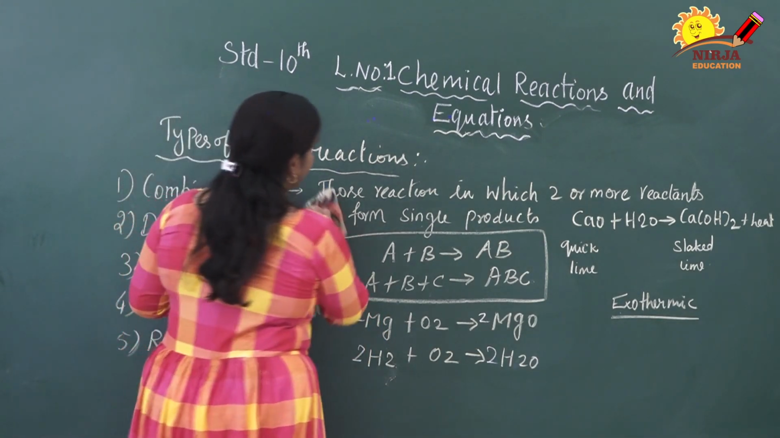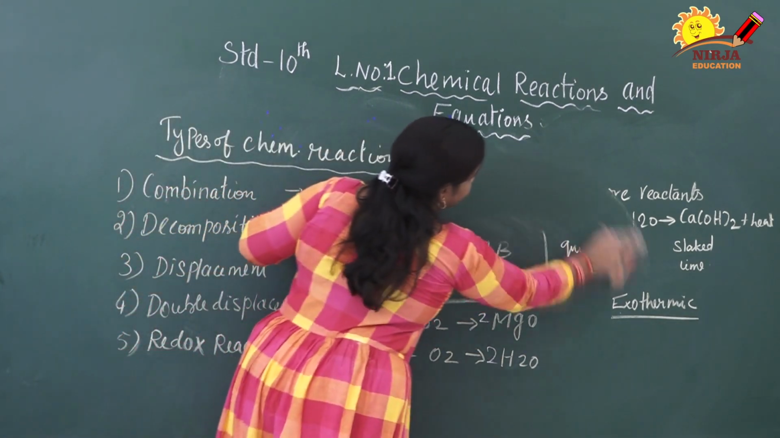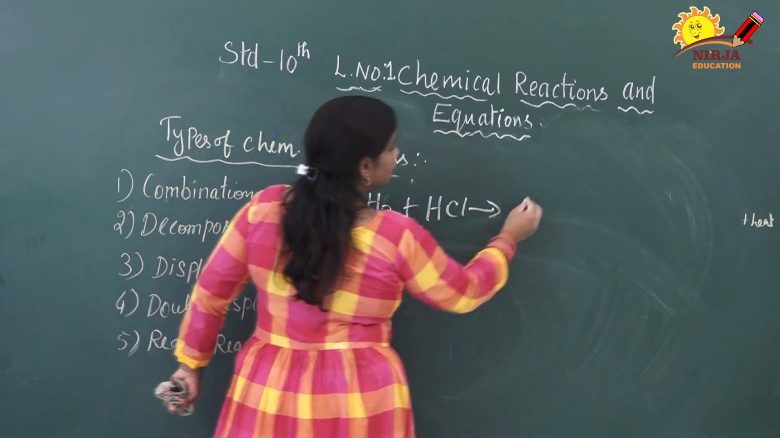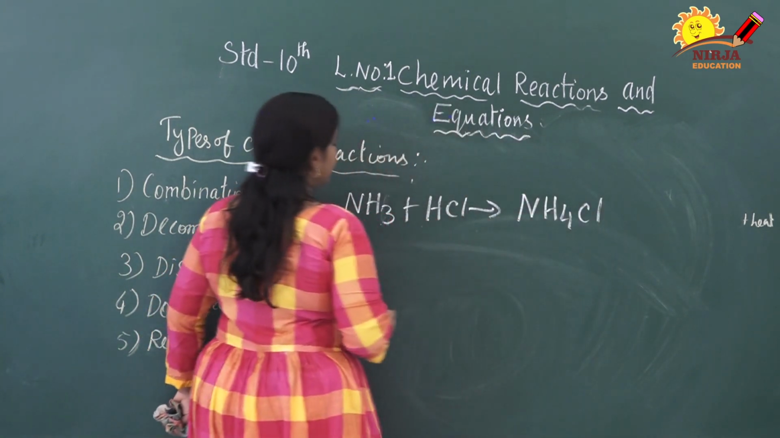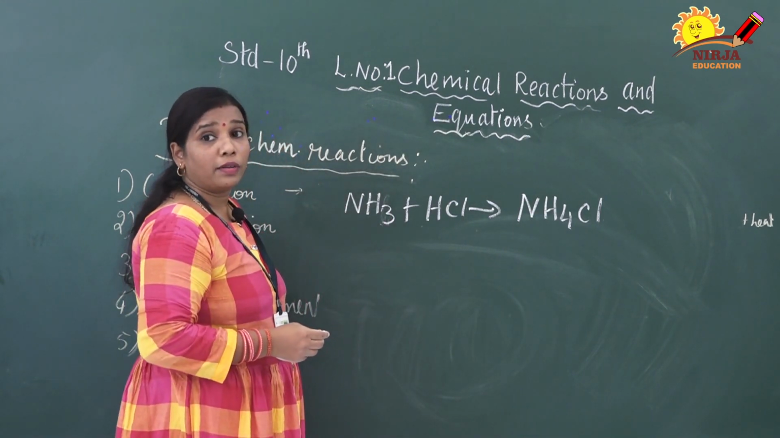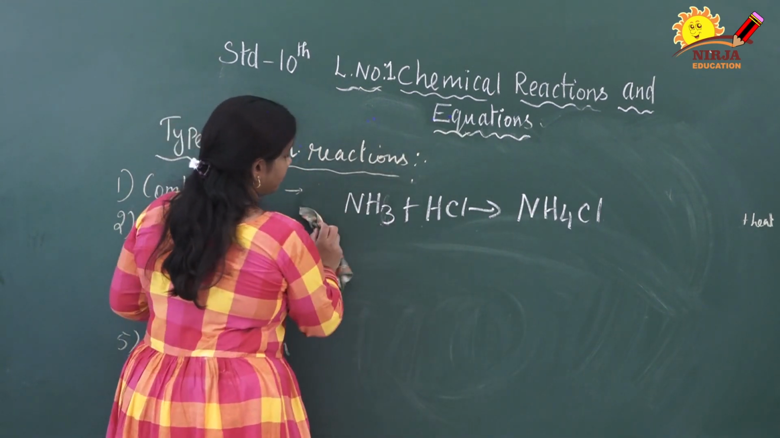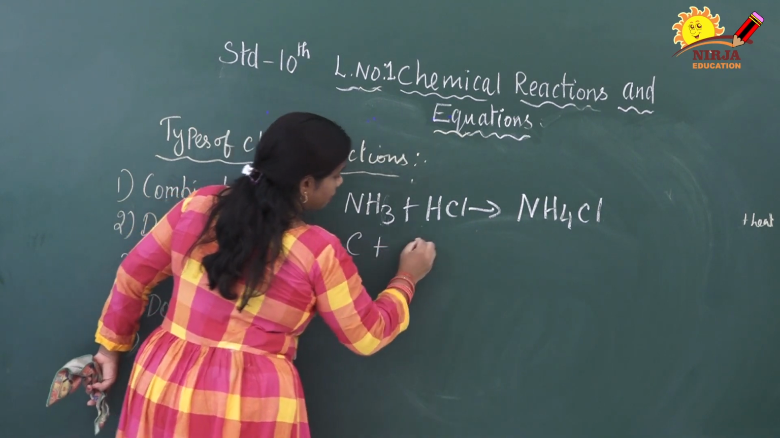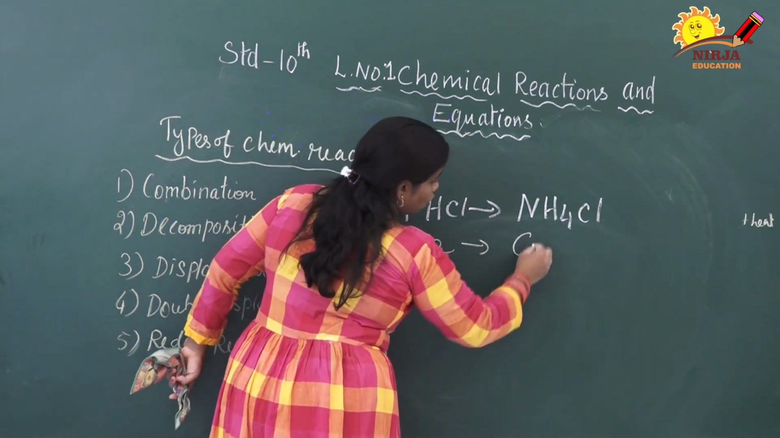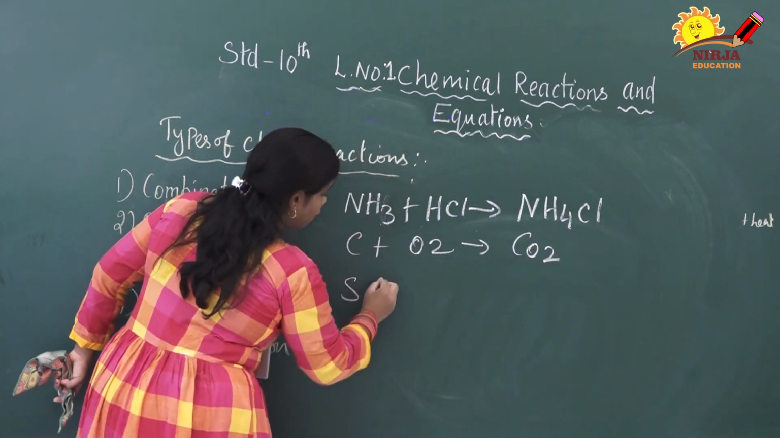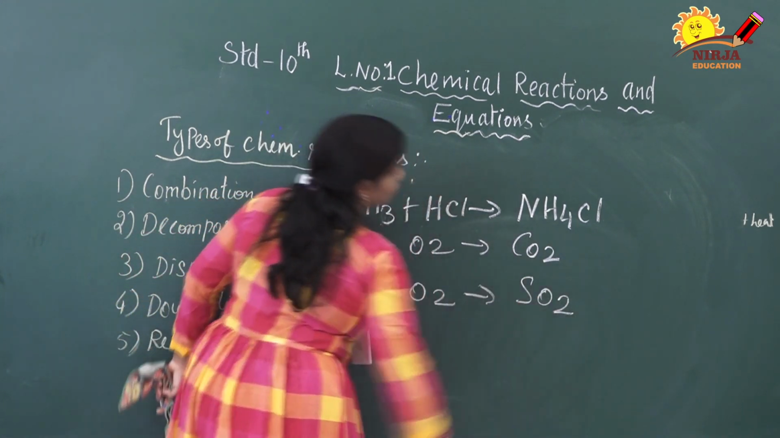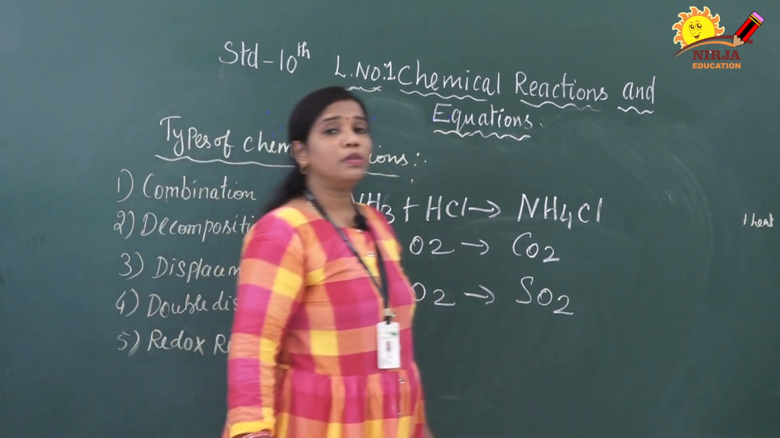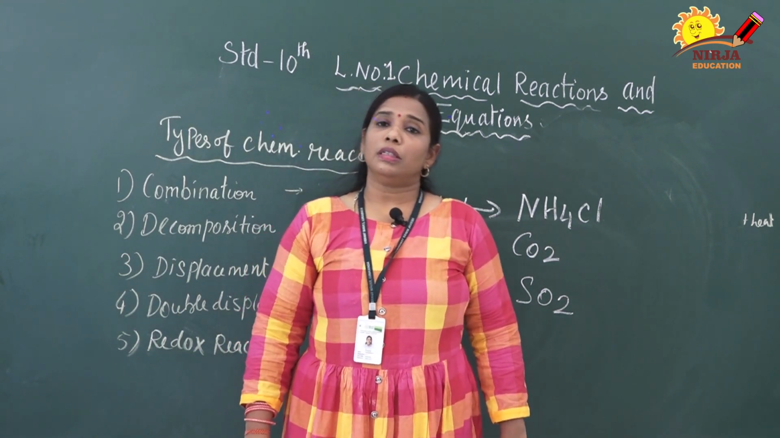Suppose you want to write another example, I can write here: NH3 plus HCl gives NH4Cl, which is ammonium chloride. We are getting ammonium chloride. Next, carbon plus oxygen gives carbon dioxide. Sulfur plus oxygen gives sulfur dioxide. These are all examples of combination reaction.